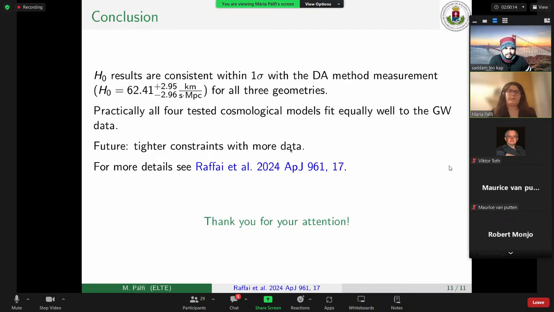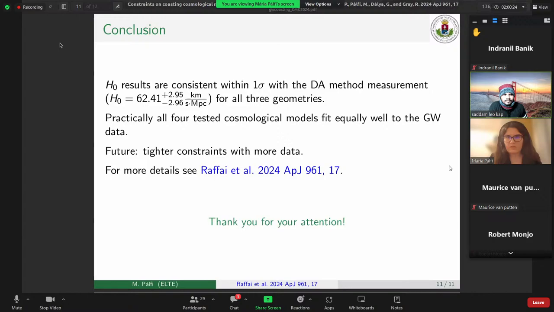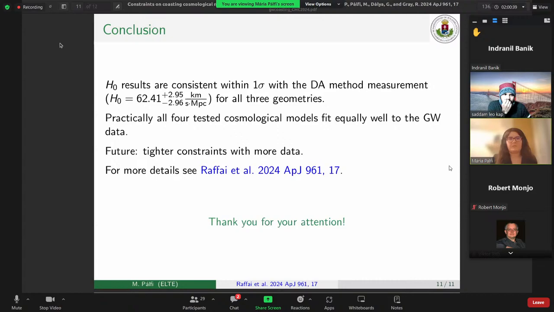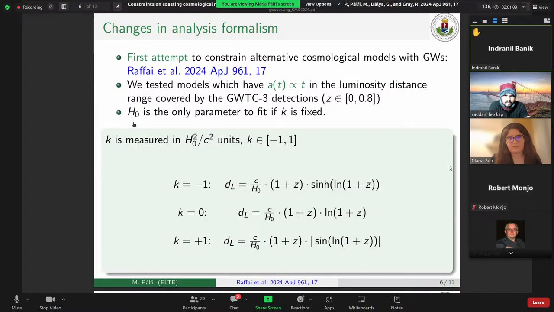Thank you, Maria. Questions? Yes, Indranil. I was wondering if you can go a bit more into how exactly this differential age measurement comes about, what exactly goes into it? Okay, so I didn't do that part of the work, but... So that's a constraint on the age of the universe? That's a constraint on the Hubble constant. So if I understand correctly, it's a constraint on the change in age of the universe for a fixed change in redshift. Is that what it's doing?